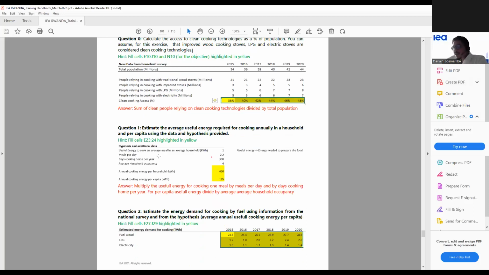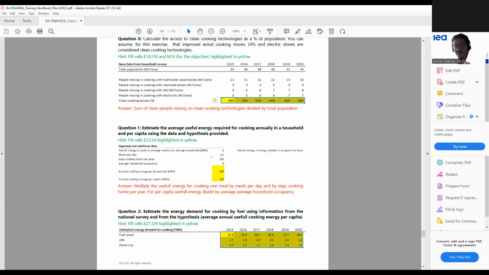The second question, which is question 1 because we started from 0, is asking you to estimate the average useful energy required for cooking annually in a household and per capita using the data and hypotheses provided. So you know the useful energy to cook an average meal in an average household, which is 1 kilowatt hour.